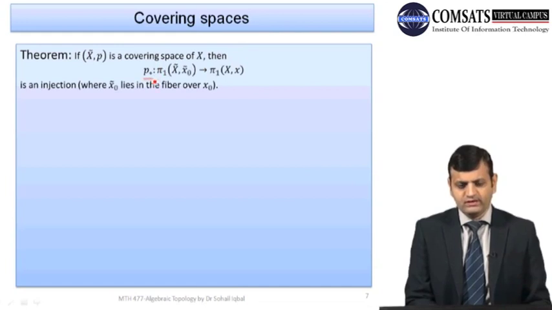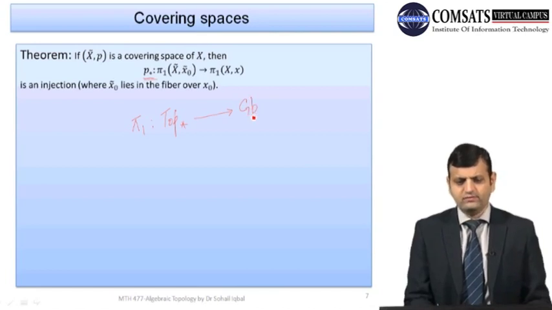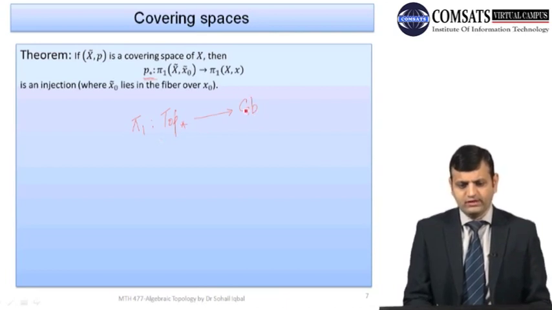map which is induced by the functor pi 1, remember, pi 1 is a functor from the category of pointed topological spaces to the category of groups. So this functor will give me images of the maps. Okay, so we have a continuous map P from X tilde to X, and we have taken X naught tilde in the fiber of X.